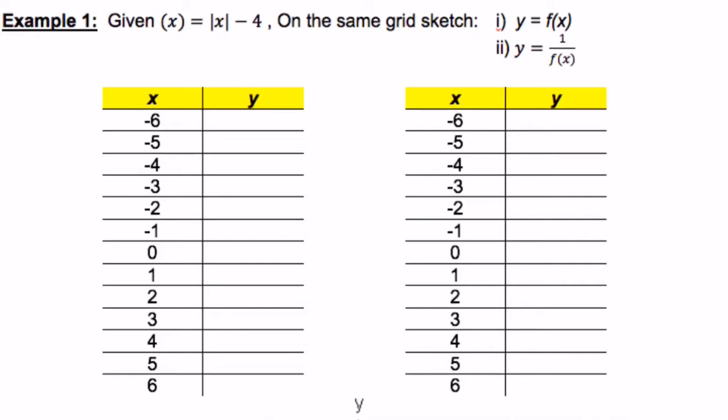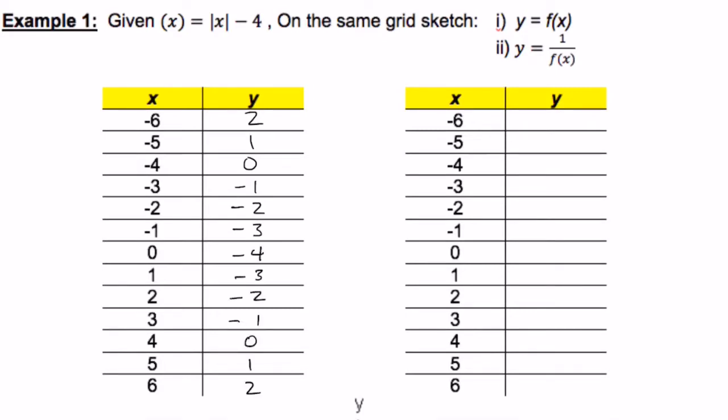So when x is negative 6, absolute value of negative 6 is 6, minus 4 is 2. Absolute value of negative 5 is 5, minus 4 is 1. Absolute value of negative 4 is 4, minus 4 is 0. And I'll let you continue on and just fill the rest of that out.